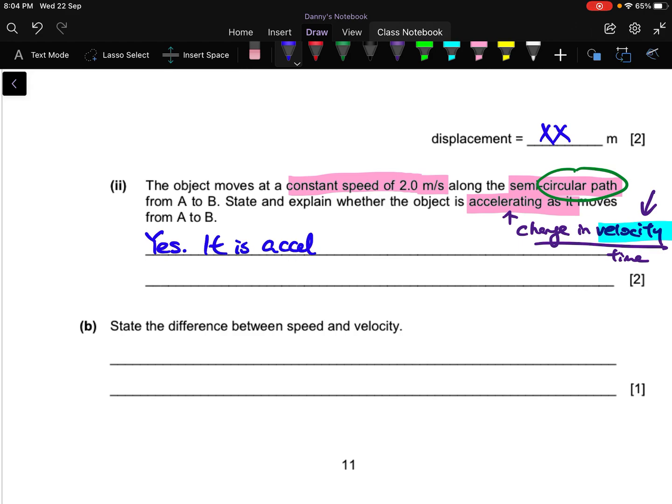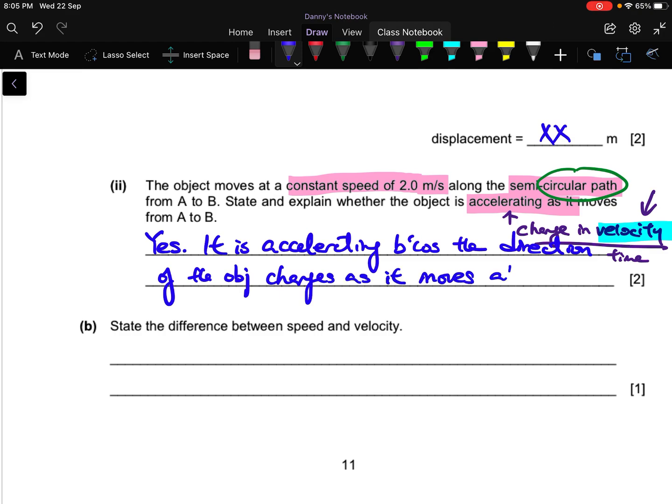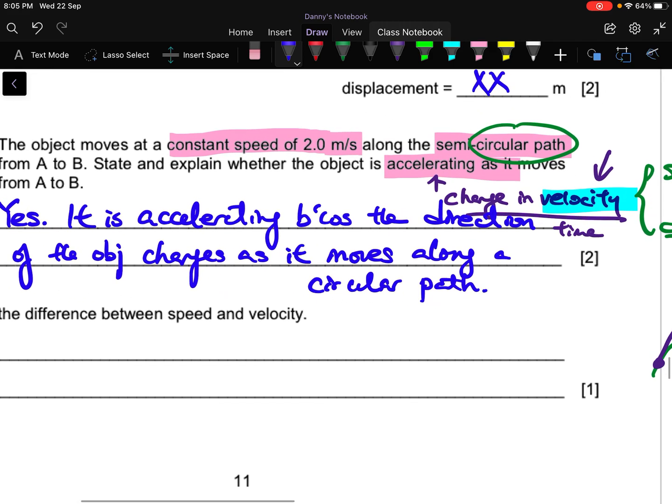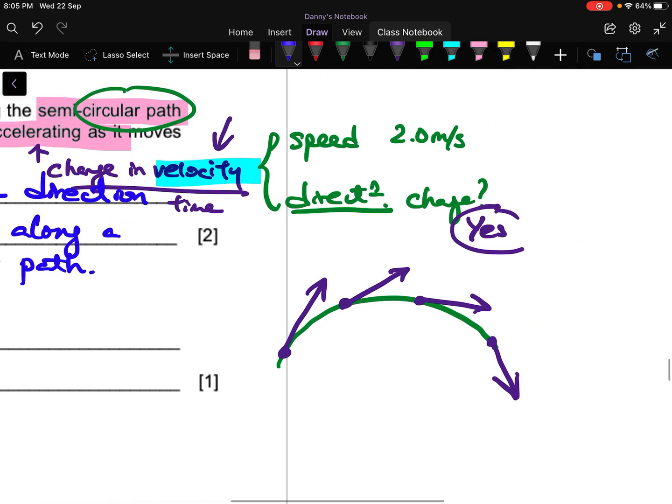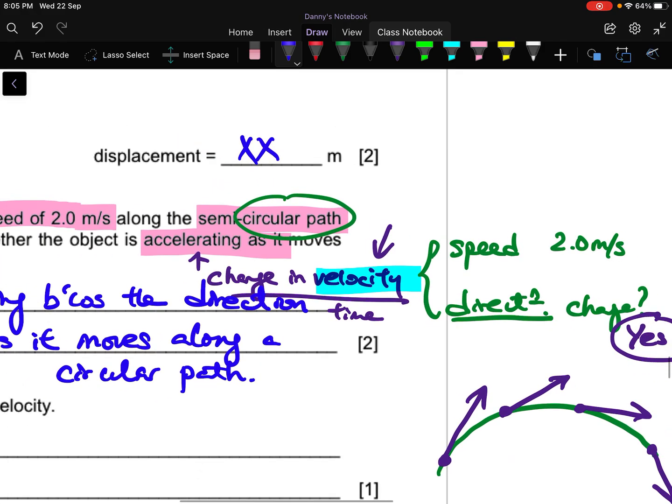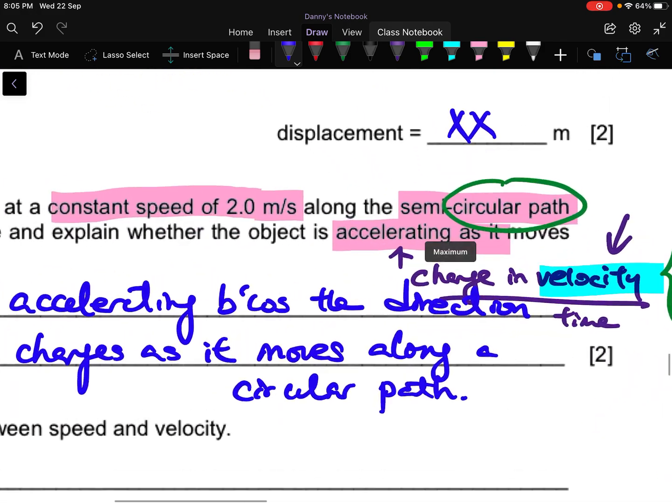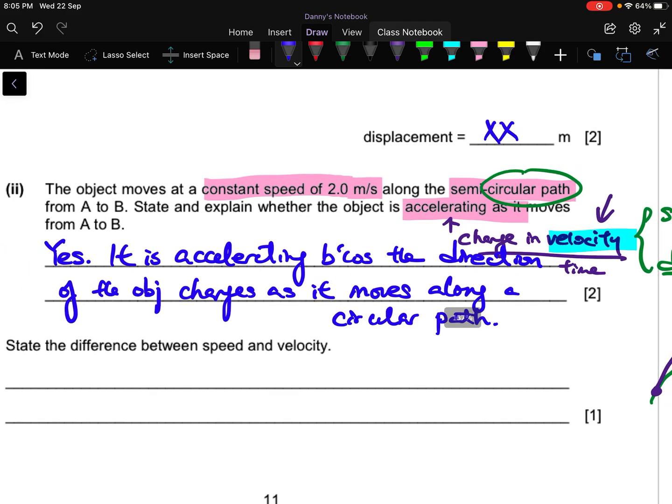Okay, and you need to explain it is accelerating because the direction of the object changes as it moves along a circular path. So if you have already occupied two lines, it means that it is sufficient. But what if they give you like a third line? If they give you a third line, then maybe you need to explain further. When it keeps on changing direction, then there will be a change in velocity. When there's a change of velocity, then there will be acceleration.